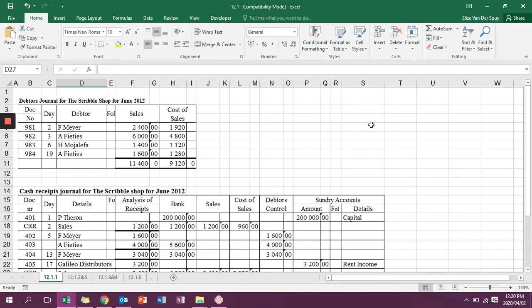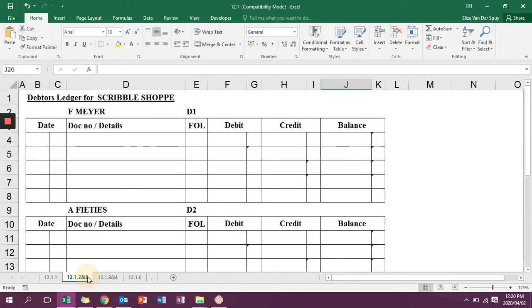Nines, when we do debtors, and then we need to do the debtors ledger as well. Now, the debtors ledger is a summary of what happens in a certain debtor's account. For example, F Mayo. So when your parents or you have an account somewhere, then you will get a statement with everything that happened in your account in a specific month. So each time you paid your account or each time you bought on credit, it will be there.